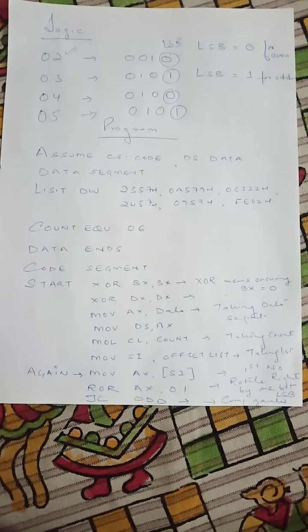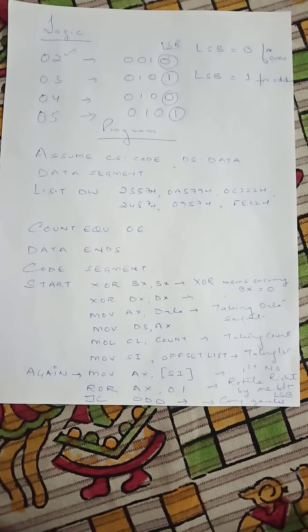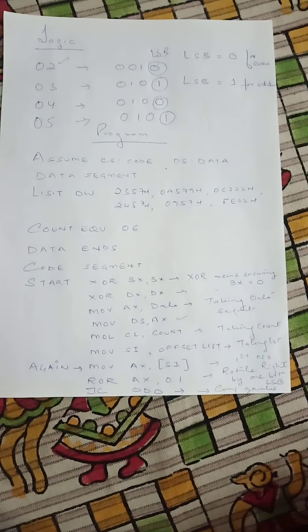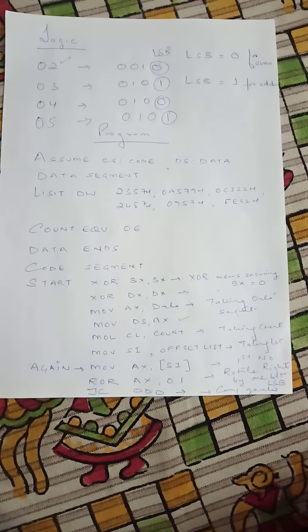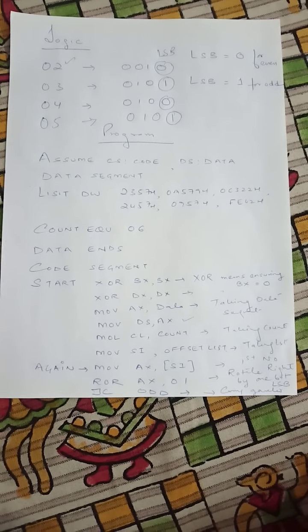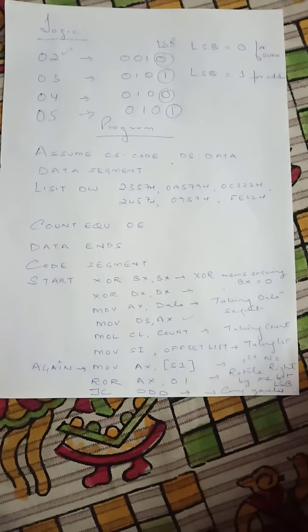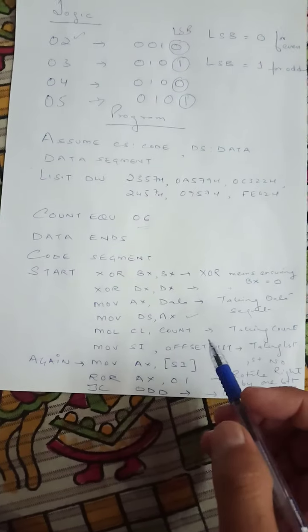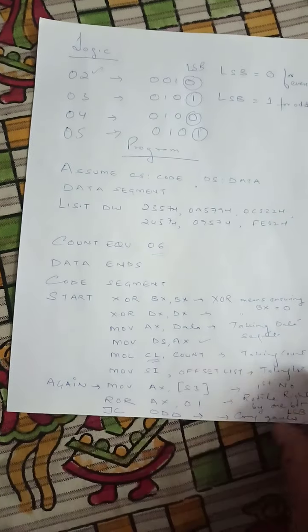Then we take the data in order to decide the location of the data segment, that is MOV DS, AX. We discuss in the lab why we are using these two lines. That is, we take the data in AX, and from AX we initialize the data segment. Then we take the value of count that we have already decided as equal to 6.